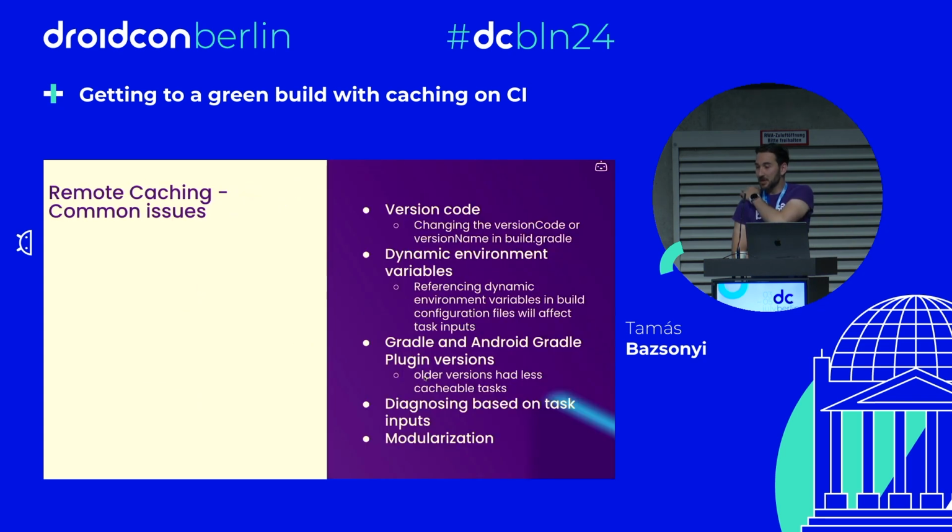And for the very end, I just wanted to quickly run through a couple of common issues that can be happening with the project itself that can cause cache misses. For example, the version code. Changing the version code dynamically can affect the cache hit rate as well. This would mean that quite a few tasks would be rerun simply because the version code or the version name was changed within the build.gradle file.